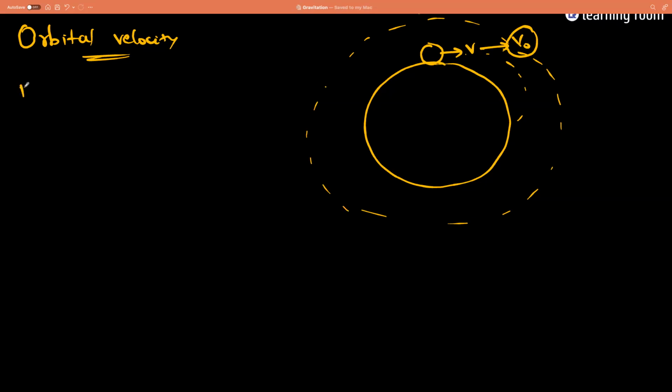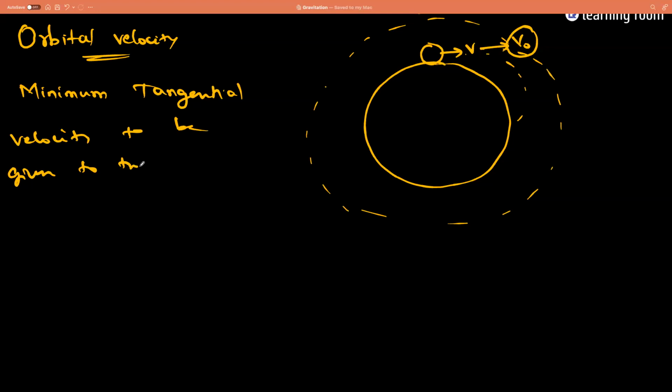So what is it? It is the minimum tangential velocity to be given to the particle for it to move in a circular orbit is what is called orbital velocity.